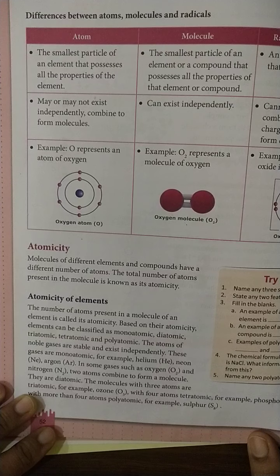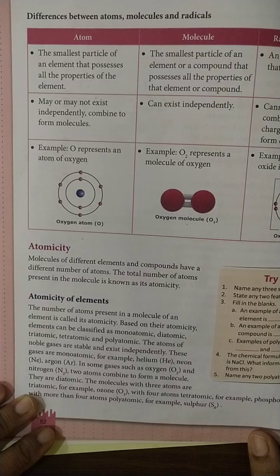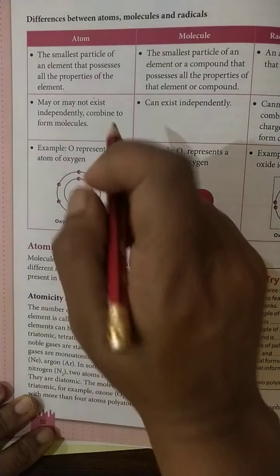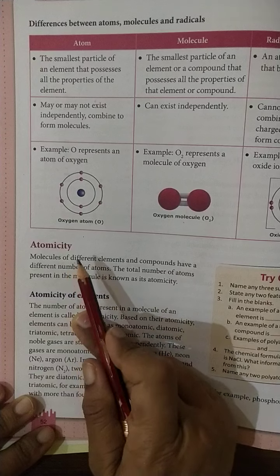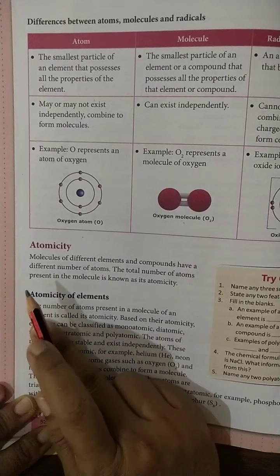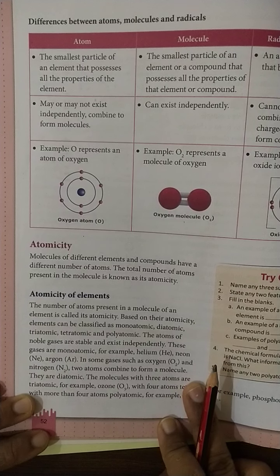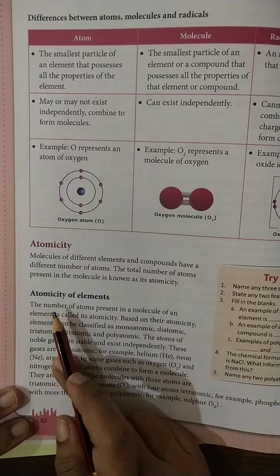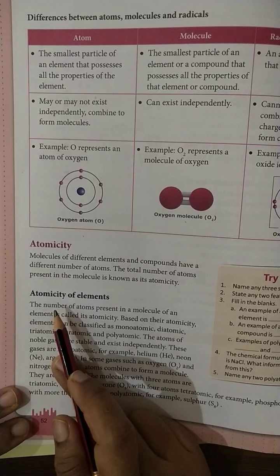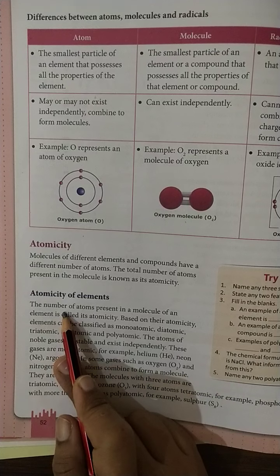Today, in your chemistry class, we have started our chapter atomic structure. Till now, we have done atoms, molecules, and radicals. Today, we will start with atomicity. What do you mean by atomicity? Atomicity means how many atoms are present in a given molecule of an element, how many atoms are present in a given molecule.